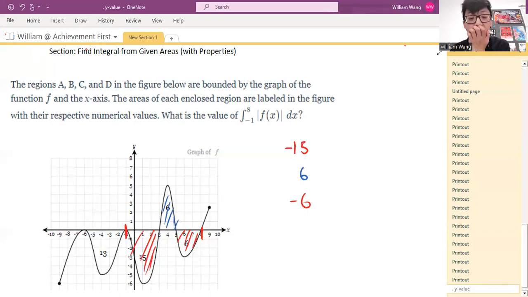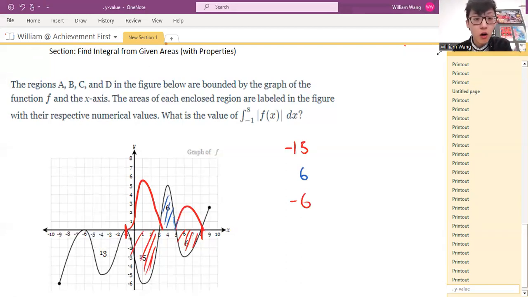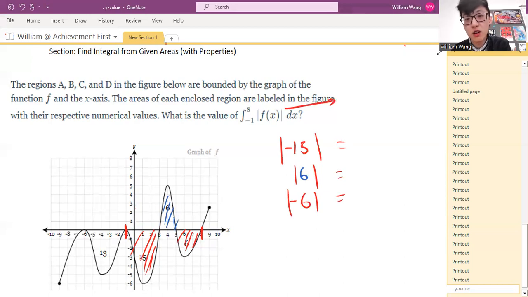However, what do I note about this? They said the absolute value of the function, which means this function, if I were to take the absolute value, it would be reflected up like this. Right? Everything is now just simply positive. It's reflected back up. So all of these, I'm going to take the absolute value of them. Absolute value of 15, absolute value of 6, absolute value of -6. This just simply turns all the areas positive. That's essentially what it does, right? So I could write this, all areas are positive.